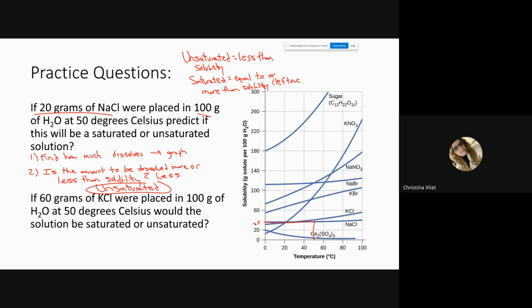So I'm writing this down to help you out as you're working through your question. Unsaturated means you have less than the solubility. Saturated means you have equal to or more than the solubility in the solution, but you have leftover on the bottom. Like it hasn't all dissolved. Once you've reached the saturation, you do have leftover on the bottom.